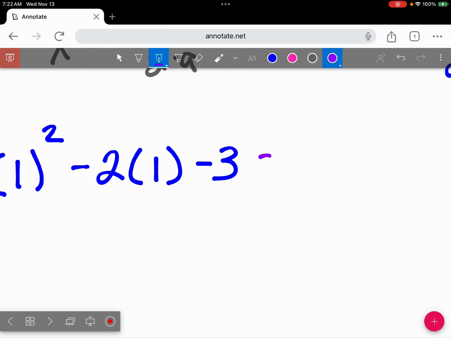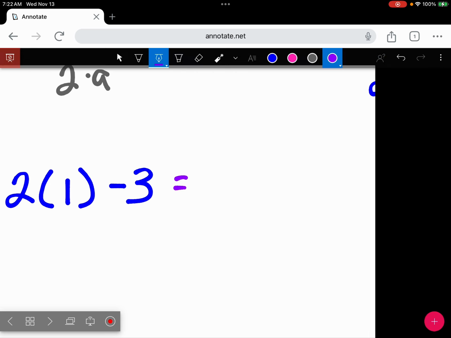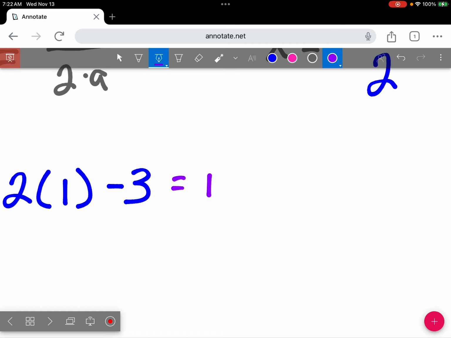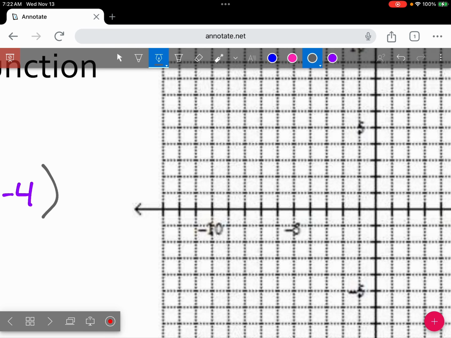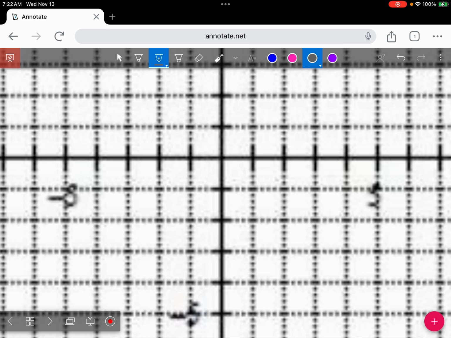which we can type in the calculator, or we can do by hand, because this one's not hard. 1 squared is 1. 2 times 1 is 2. Minus 3. So 1 minus 2 minus 3, negative 4. So our vertex is happening at the point 1, negative 4. 1, 2, 3, 4. Boop. So I've got that point.